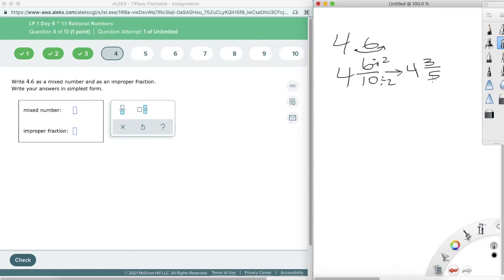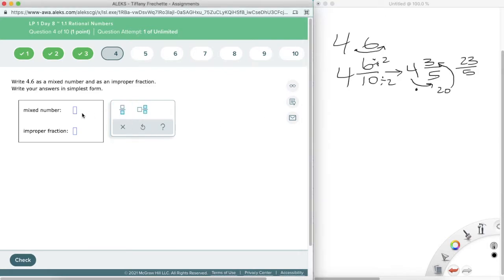All right, and we also have to write it as an improper fraction. So remember, we multiply to figure out how many pieces there are here. So 4 times 5, there's 20 pieces in this 4. And then I have to add that back to the top there. So that's 23/5. Okay, so I'm going to hit this bar and 5 and 23/5. Check. Cool beans.